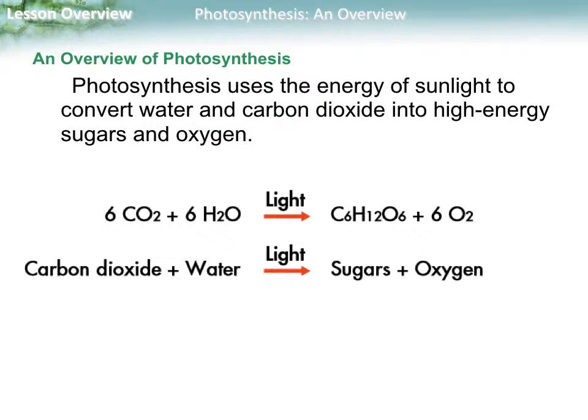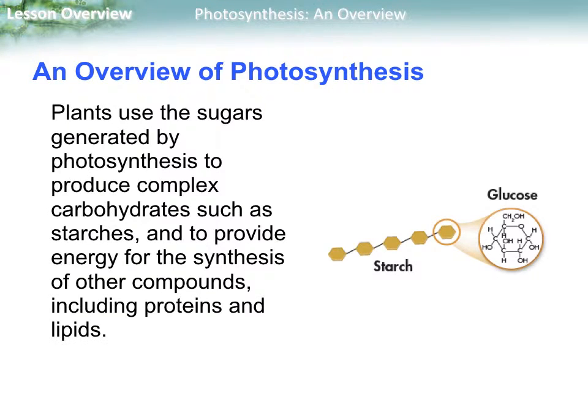Now, oxygen is always going to be written as O2 when it's not connected with something else, because one oxygen atom can't be alone. It's not stable on its own. It always has to be with another oxygen atom. So carbon dioxide plus water gives you glucose and oxygen.